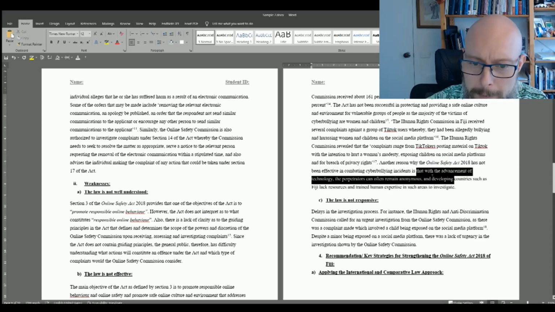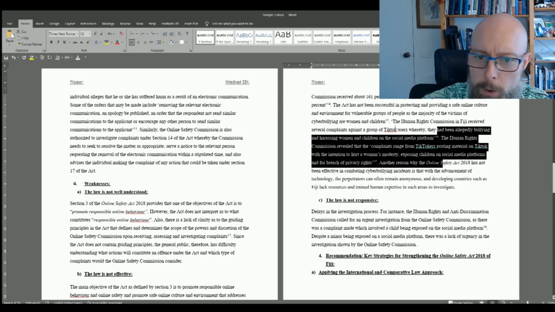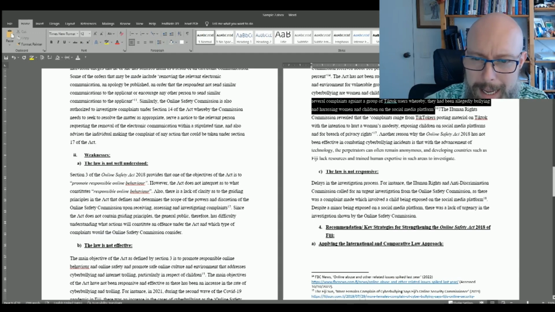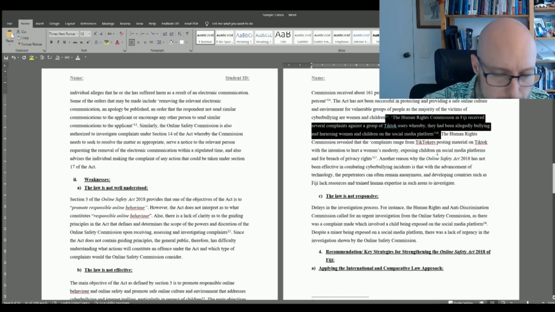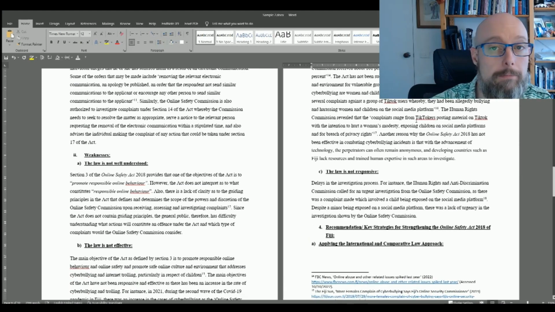Perpetrators can remain anonymous. Okay. So it's trying to give reasons for why it's not effective. And we're talking about TikTok and some other things. But again, just wondering again, how does this connect with the statement?